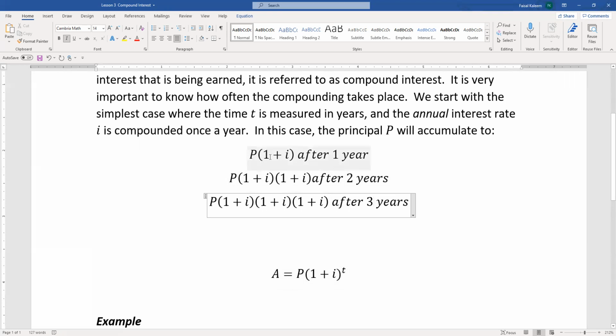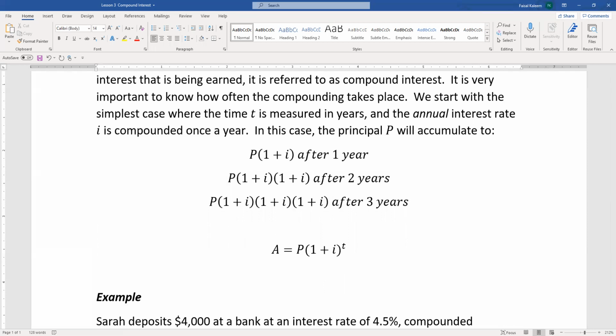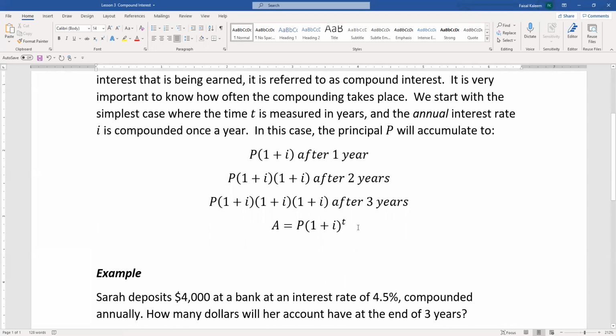After 1 year, it grows to P times (1 plus I). After 2 years, it grows to P times (1 plus I) whole squared, right? This thing can be written as (1 plus I) whole squared. And after 3 years, it grows to P times (1 plus I) whole cubed. And so it will accumulate to this much.